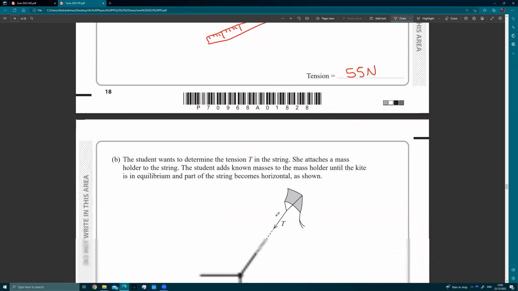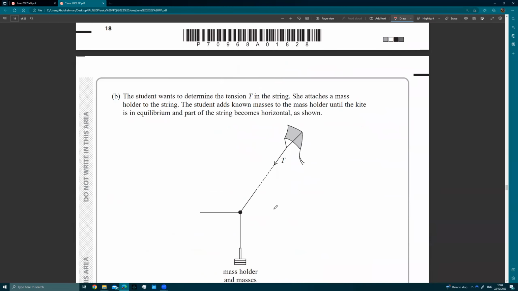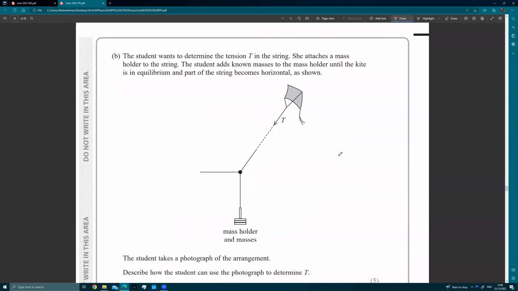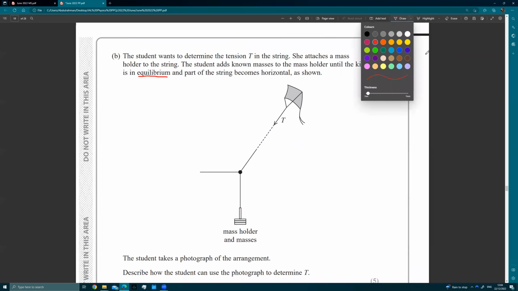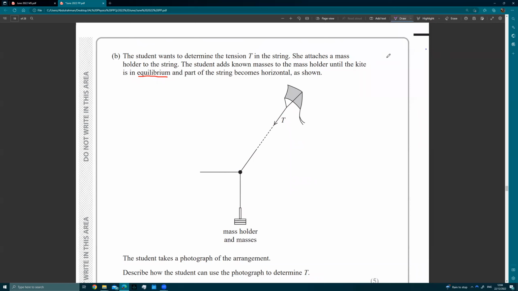Okay, the student wants to determine the tension T in the string. She attaches a mass holder to the string. The student adds known masses to the mass holder until the kite is in equilibrium and part of the string becomes horizontal as shown. So it's in equilibrium. The key thing we take from this is the forces are balanced. There is no resultant force.